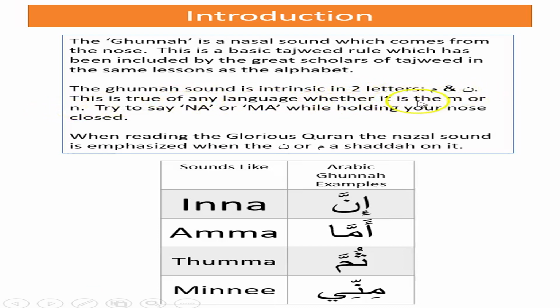This is true of any language, whether it is the M or the N in the English language. Okay, so try to say na or ma while holding your nose closed. So I'm going to hold my nose and try to say this. If I say na, na, okay, so squeeze your nostrils together where there's no gap for any air. You cannot say it. You can't say ma. It's very, very difficult. So try to say mum with your nose closed. Mum, mum. It comes out like that. Okay, try to say nan. Say nan, nan. So it comes out like that. But when you have an open passage of your nose, then you can say na, ma, mum, nan, whatever it may be. Okay, so this is inherent.